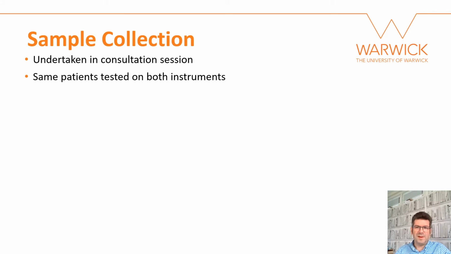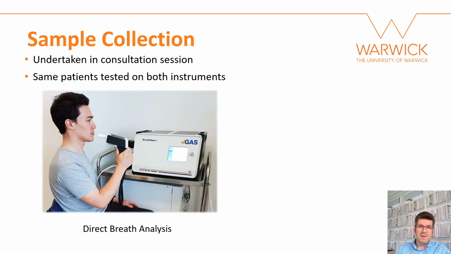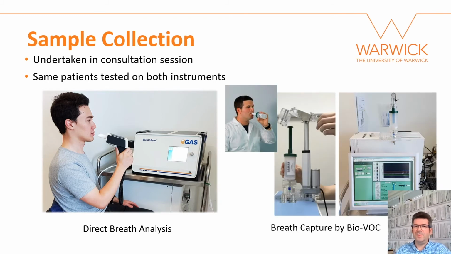Both instruments were used in these consultation sessions, and we used the same patients on both instruments. This is our GCIMS system at the time. This is an older model now, which has been replaced. This is one of my students here. This is the mouthpiece section. The patient grabs hold of it, puts it in their mouth, and has to take a single breath through the machine. They blow through this disposable mouthpiece into it, and then a volume of their breath is collected and analysed.